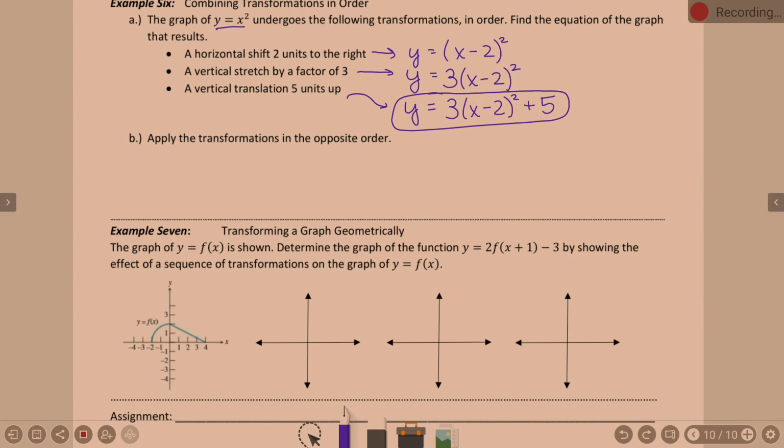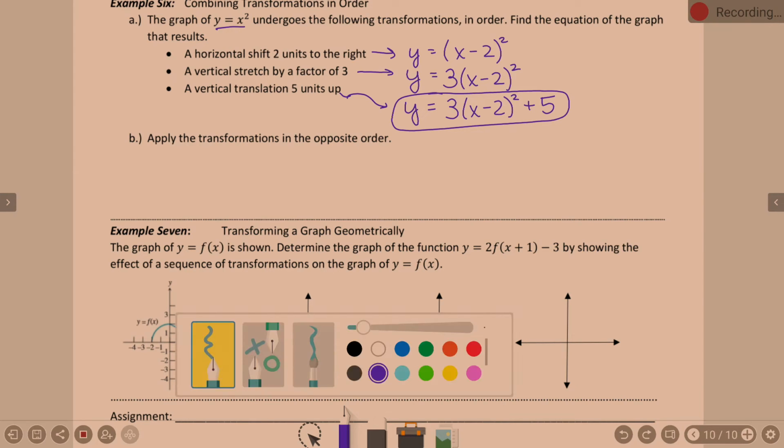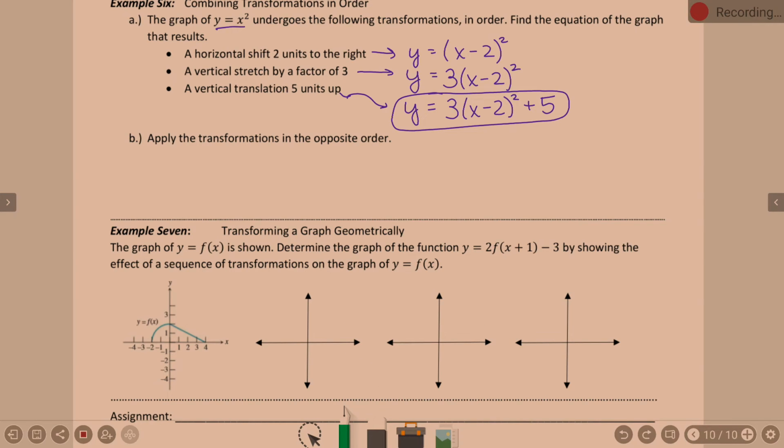Now, part B. What's B asking me to do? Reverse the order. So for B, we're going to reverse the order. We'll start with the 5 up, and we're going back to the original. So if it's y equals x squared and we start with the 5 up, what's that going to be? Plus 5. Okay, y equals x squared plus 5.